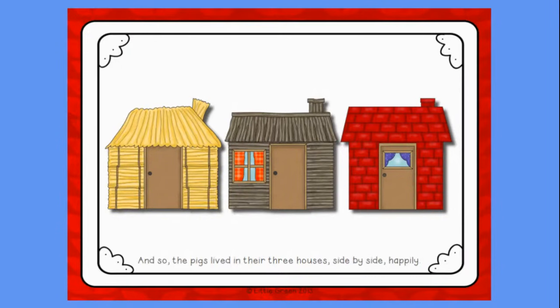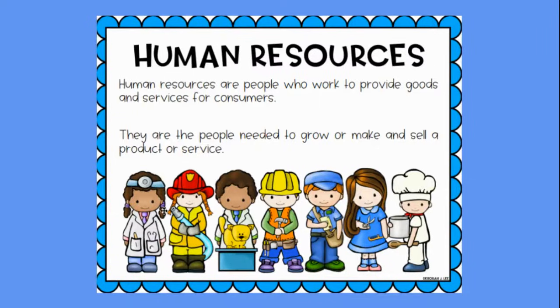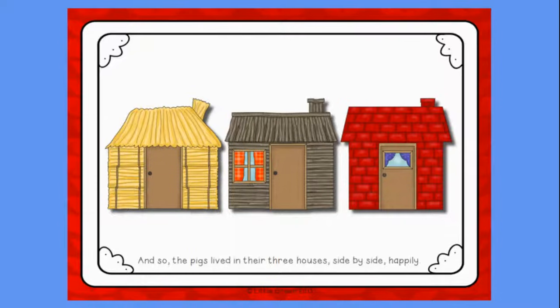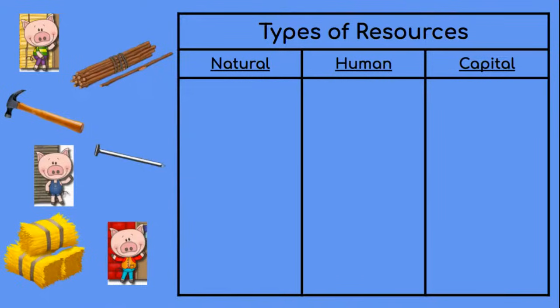The third type of resource we have is human. Human resources are people who work to provide goods and services for consumers. They are the people needed to grow or make and sell a product or service. When I think about how these three houses were built, who built them? The three little pigs.